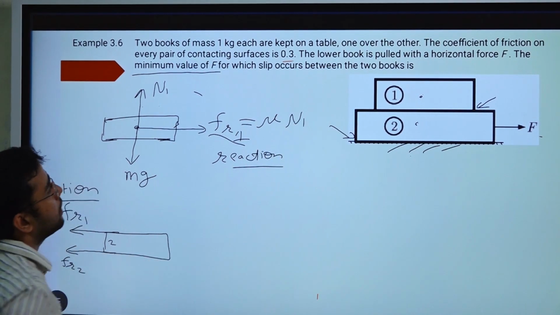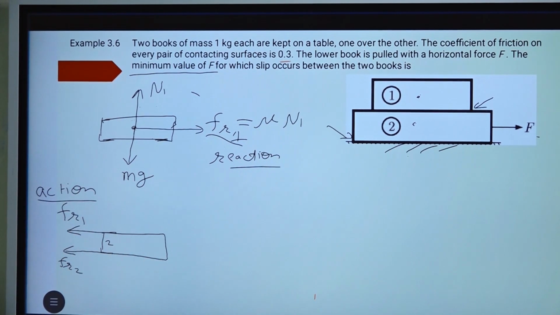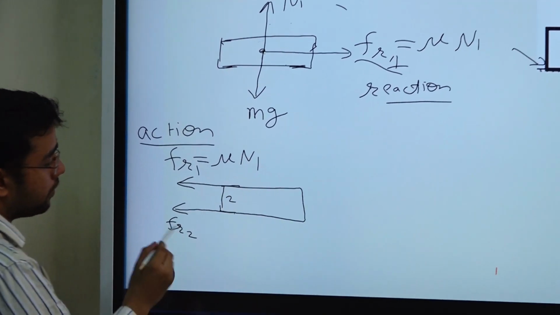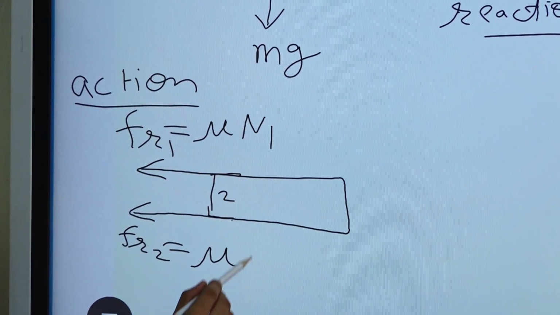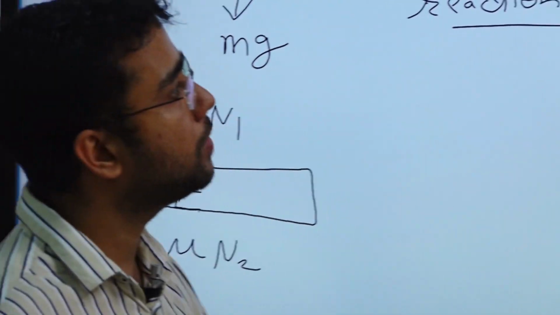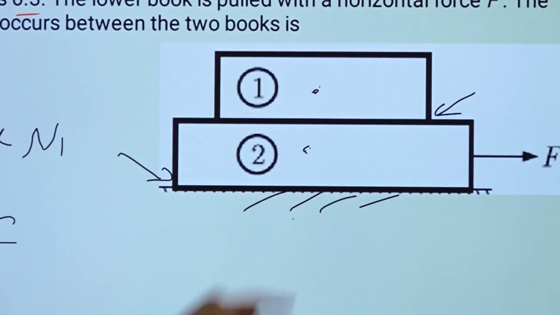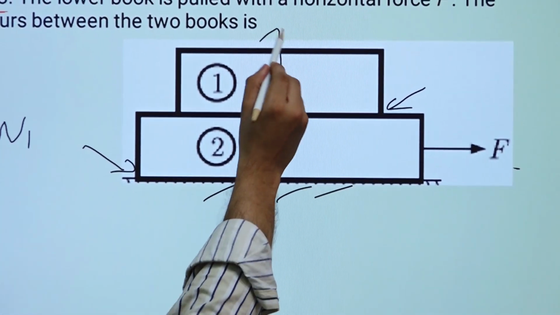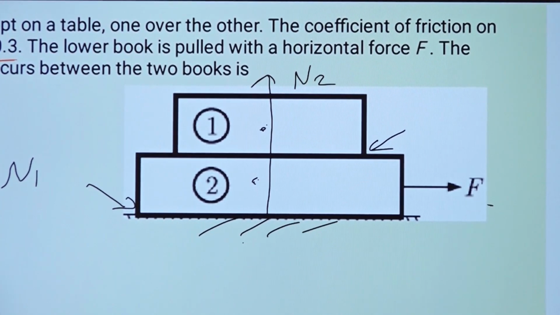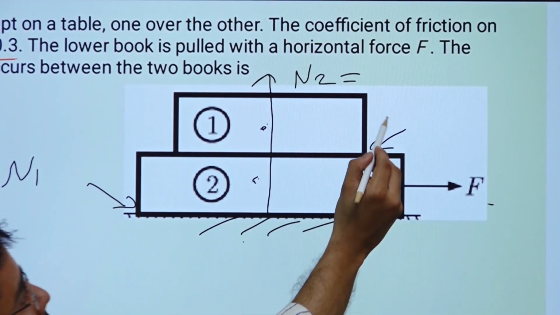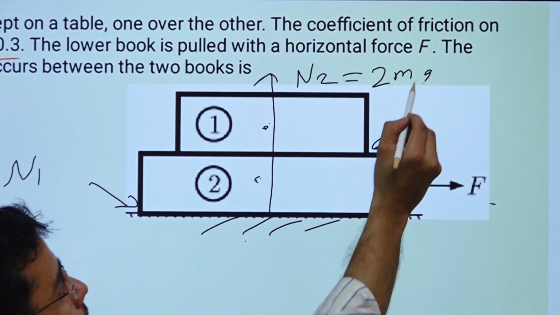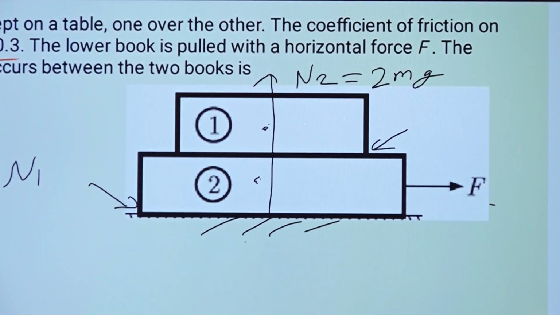So what will be the value of Fr1? Mu into N1. N1 is equal to mg, right? Mu into N1. What will be Fr2? Mu into N2. And what is N2 here? N2 is a normal force acting between this contact area here, right? This total N2 will be equal to m1 plus m2 into g, means 2mg, right? So how this 2mg came?